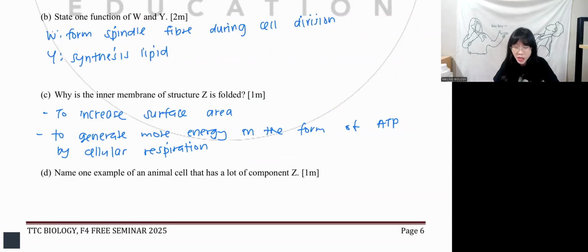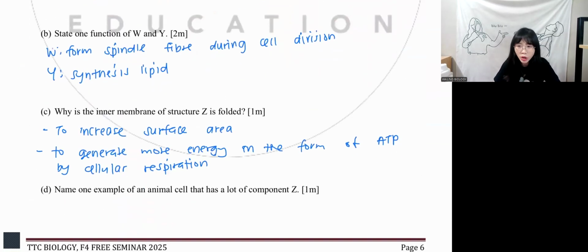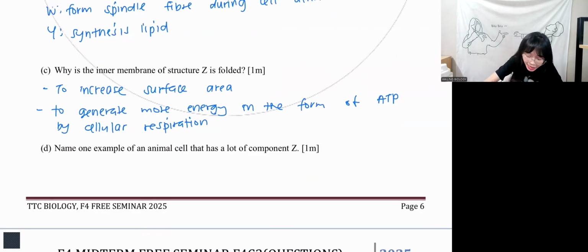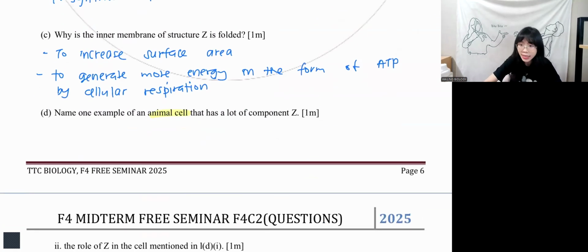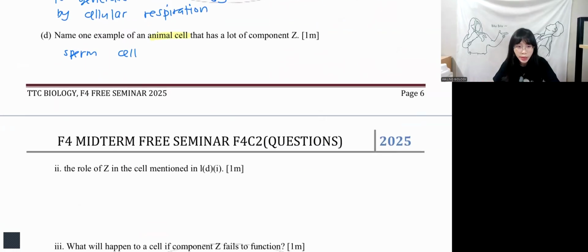Name one example of animal cell that has a lot of component Z. What is that again? That is mitochondria. Okay, they ask you to write what? Animal cell. The keyword here is animal cell. We only have two answers. Either you want to write sperm cell or either you want to write muscle cell. Both also correct. So let's say since everybody tell me sperm cell, okay, write sperm cell. Up to you guys. Sperm cell or ovum cell also can.